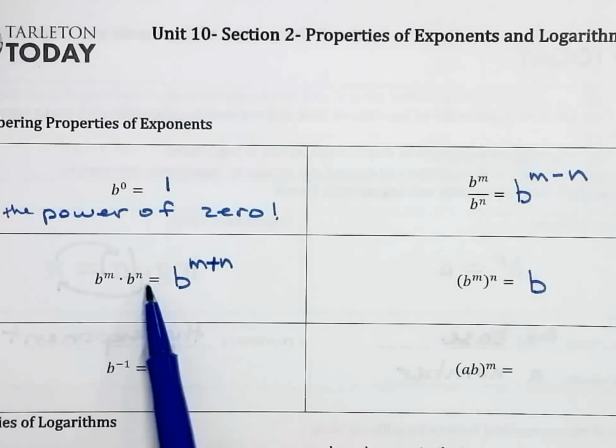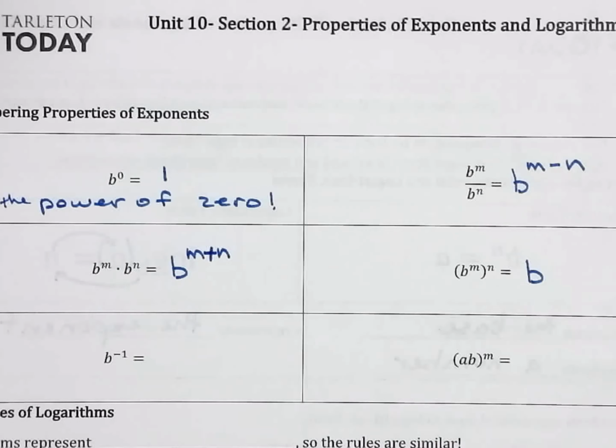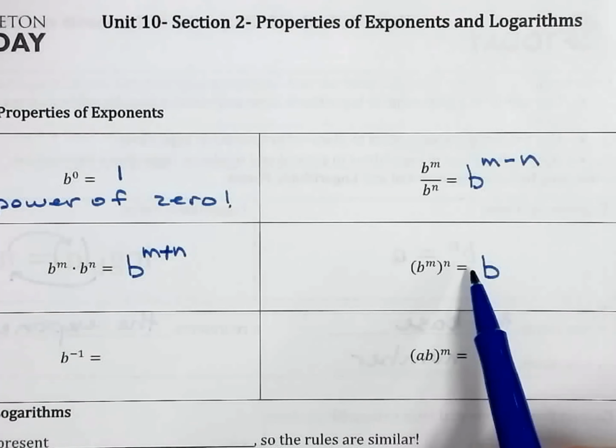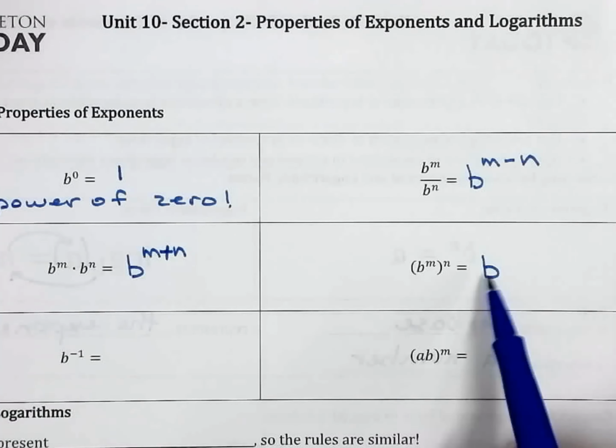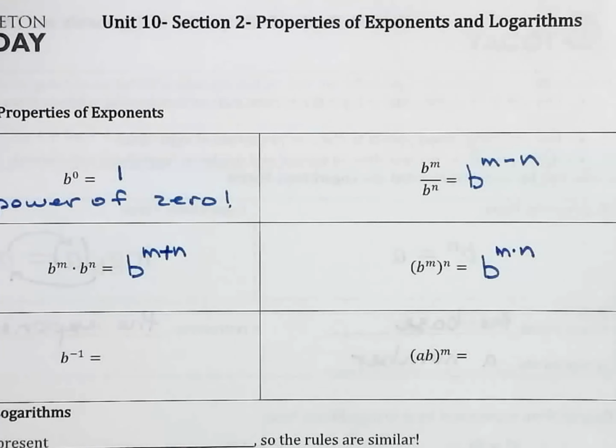Next, we are multiplying. So they have the same base. You keep the base and you add the exponents. Now the next one, if you have a power raised to another power, you multiply the exponents. So you keep the base and you multiply the exponents.